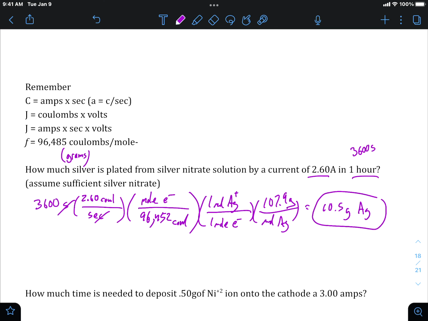So using these relationships, use them to help you solve for mass, for the amount of time, for the amount of charge as we're electroplating. Okay, and we'll stop there today.